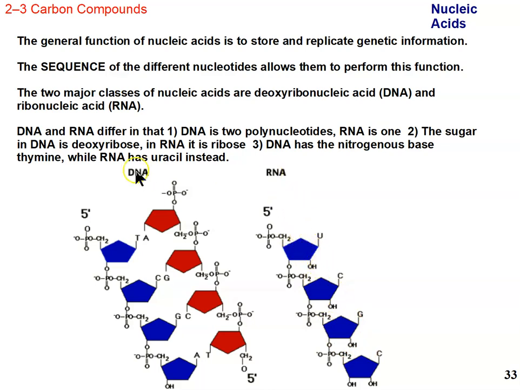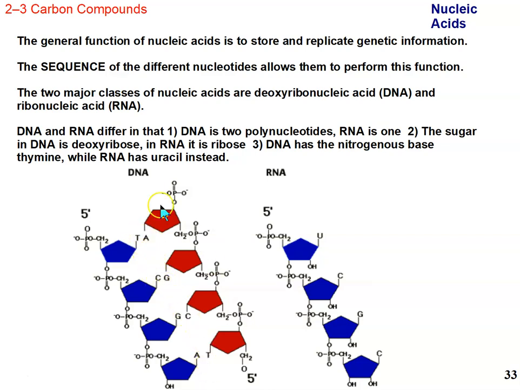And that's where the names come from, right? DNA is deoxyribonucleic acid. Deoxyribo refers to deoxyribose, the sugar making up the nucleotides. And RNA stands for ribonucleic acid, the ribo referring to the ribose, the sugar making up the nucleotides. DNA has the nitrogenous base thymine, while RNA has uracil instead. If you look at these letters, A, T, G, and C, from previous science classes you may have learned about DNA having these different nitrogenous bases and different nucleotides: adenine, thymine, guanine, cytosine.